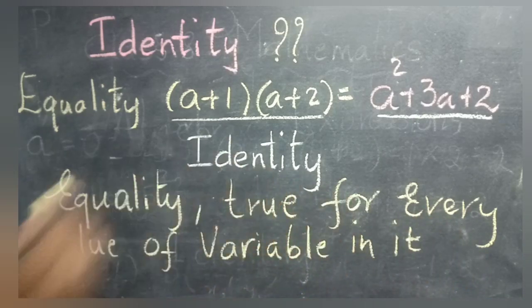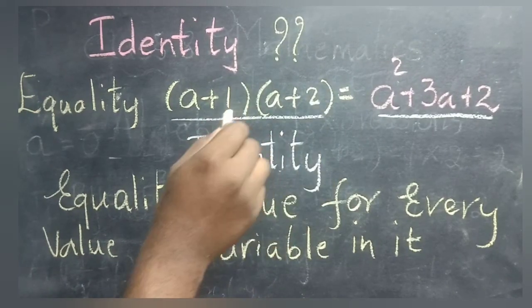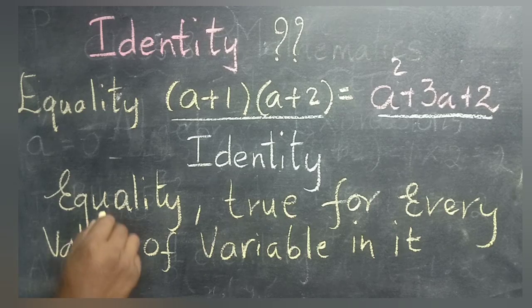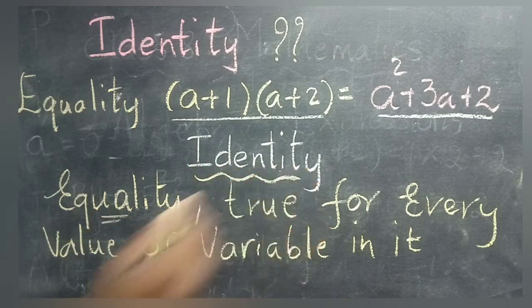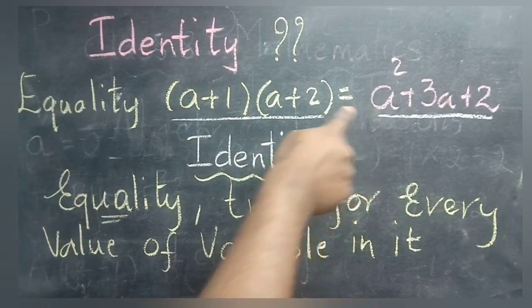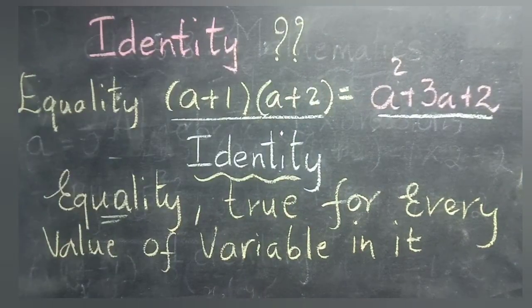If you substitute any value of the variable in it, that means LHS and RHS will be equal. Such an equality we call an identity. An identity is an equality true for every value of the variable in it. Now this is an identity because for any value of a, LHS will be equal to RHS.